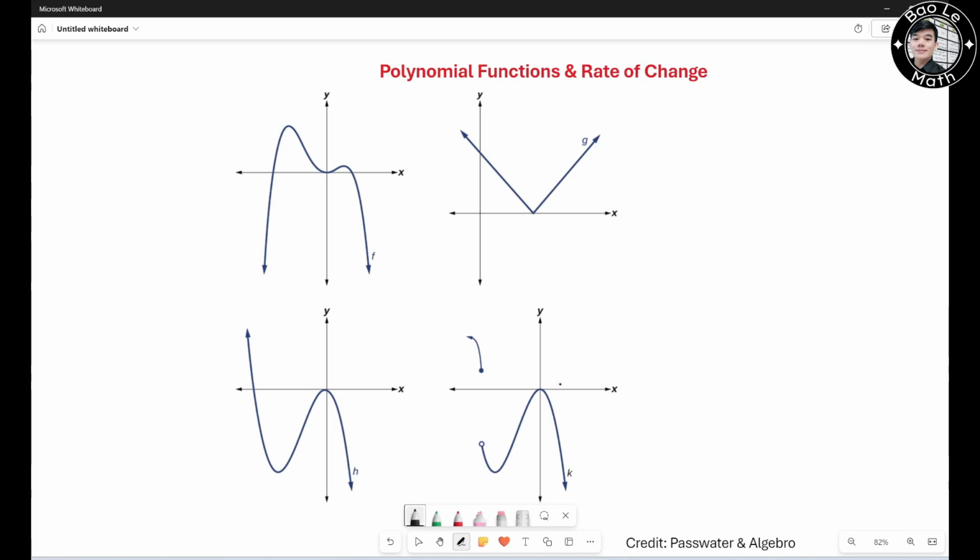Now, given the following graphs, we need to identify which ones are polynomial functions. The function f is a polynomial function because it is continuous and smooth. So this is yes. The function h is also continuous and smooth, so this is a polynomial function. The function g is not a polynomial function because it has sharp corners. The function k is not a polynomial function because it is not continuous at this point.